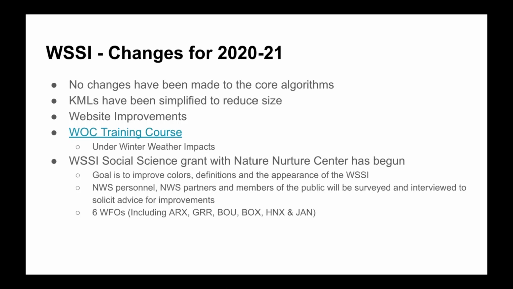And then we also have gotten kicked off on a social science JETI grant with the Nature Nurture Center. That has started here in September. The goal is to improve colors, definitions, and the appearance of the WSSI through social science. NWS personnel, partners, and members of the public will be surveyed and interviewed to solicit advice for improvements. And we will work closely with the social scientists at NNC to manifest those improvements into the WSSI.